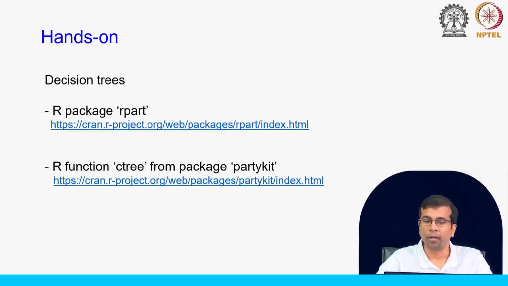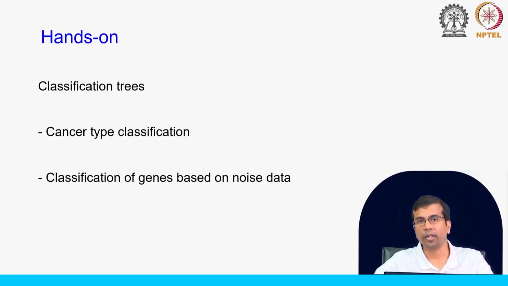For the hands-on for decision trees we will be using this R package rpart, or another function that you can use is the ctree function from the package party, right. So, these links are given so that you can also go and check these functions and the packages. For the hands-on for classification tree, you can for example look into cancer type classification as we have done before. You can try that out first, and then we can also do classification of genes based on noise data. Again, we have tried this earlier in logistic regression. So, again we can try decision trees and see how this method works and whether there is any improvement or not.